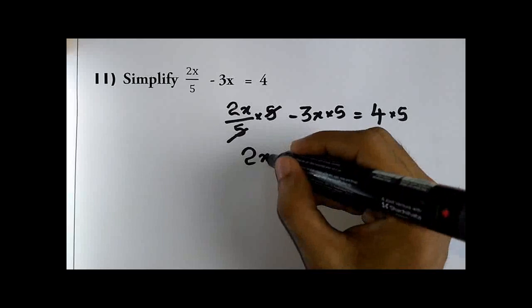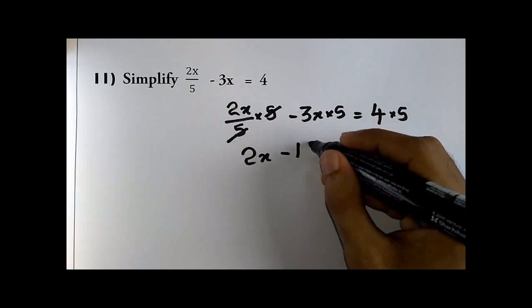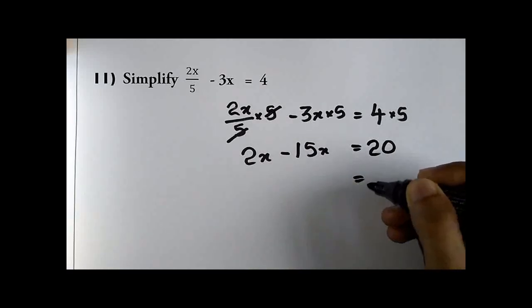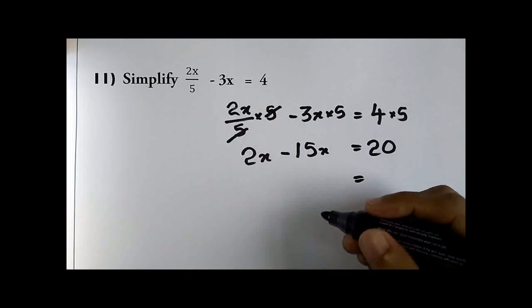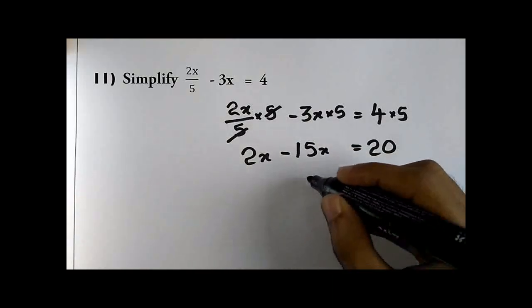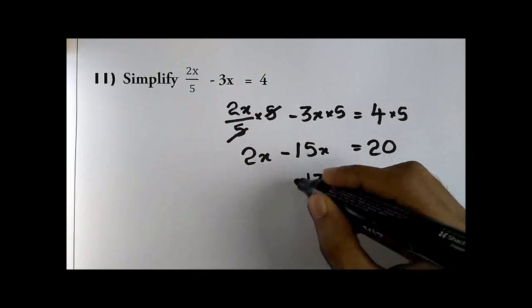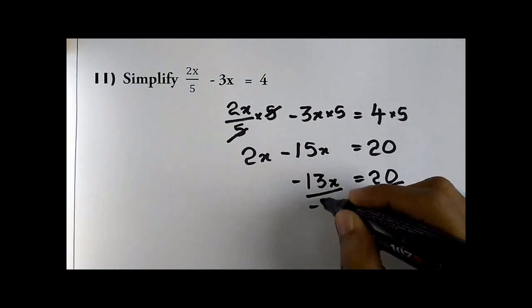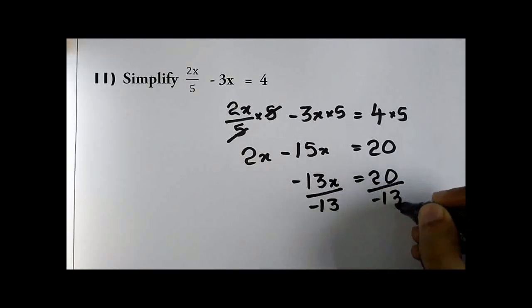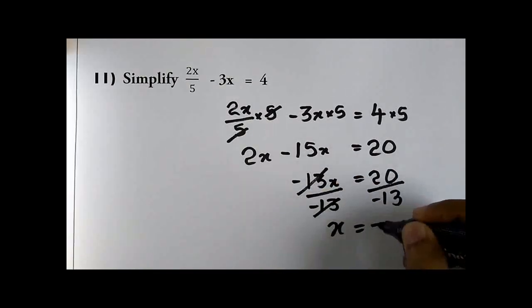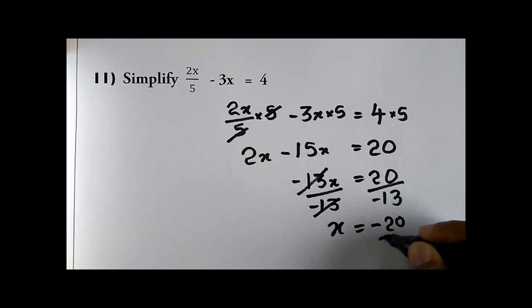So 2x, and after that minus 3x into 5 is 15x, and equals 4 5s are 20. Right. So 2x minus 15x. Yes, we can simplify that. So the answer is 1 plus 1 minus means we have to subtract again. So 13x. And minus 13x is equal to 20. Now we can divide them both by minus 13. So minus 13 and minus 13 cancel. X is equal to plus into minus, minus. And if you want, yes, you can convert these into mixed numbers.